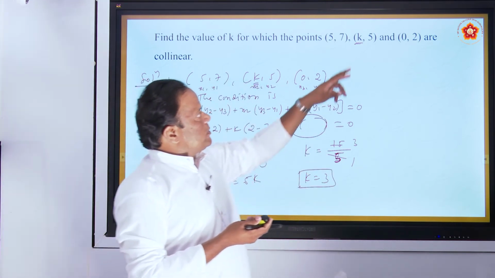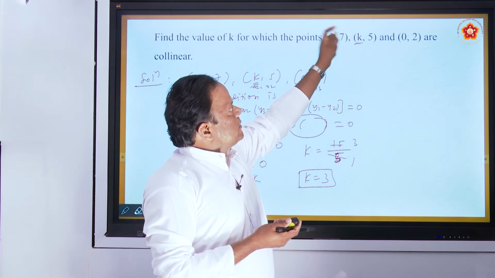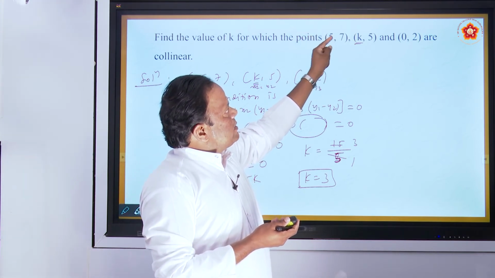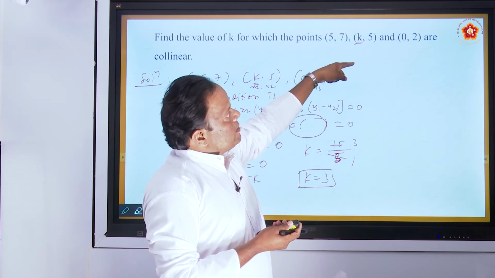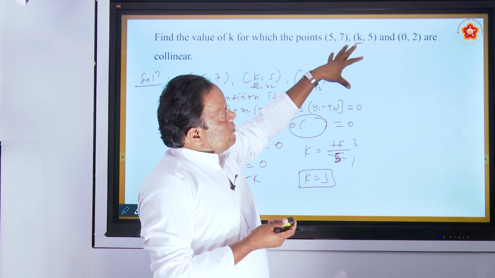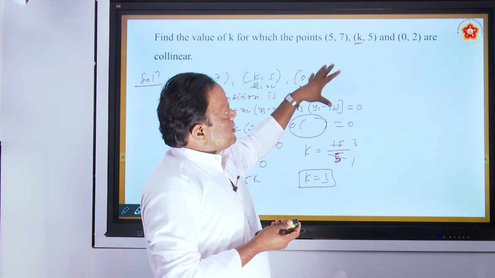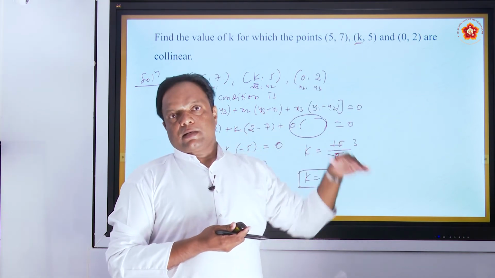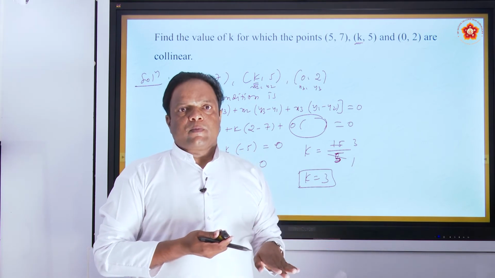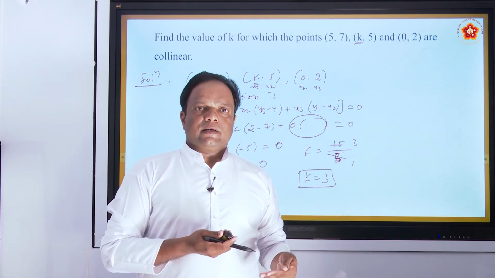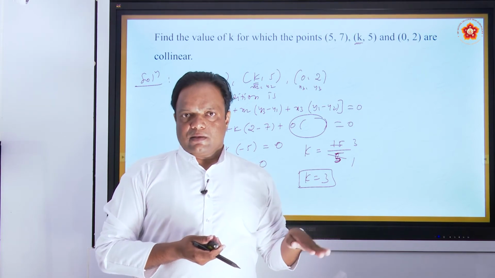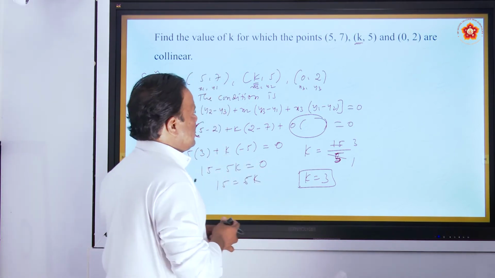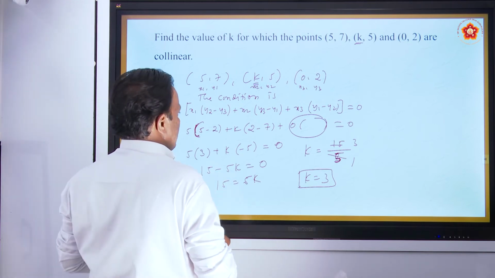Suppose you substitute the k value 3 here, the points become (5, 7), (3, 5) and (0, 2). Once again use the determinant or formula, and we get the answer 0 because the points are collinear. This is the reverse problem. Here k is not given, the unknown value is given, and you have to find its value, given that the 3 points are collinear. Okay, let us start the next problem.